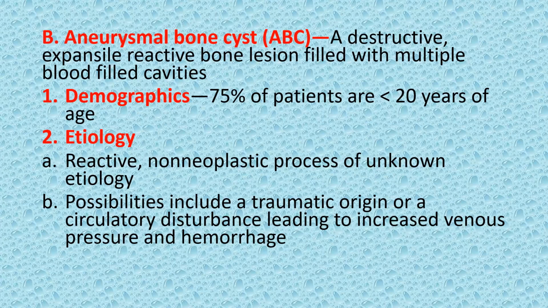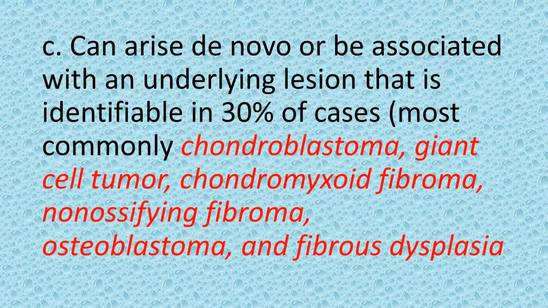The etiology: it is a reactive, non-neoplastic process of unknown etiology. The possibilities include a traumatic origin or a circulatory disturbance leading to increased venous pressure and hemorrhage. It can arise de novo or be associated with an underlying lesion that is identifiable in 30% of cases, most commonly chondroblastoma, as I repeatedly mentioned, giant cell tumor, chondromyxoid fibroma, non-ossifying fibroma, osteoblastoma, and fibrous dysplasia.